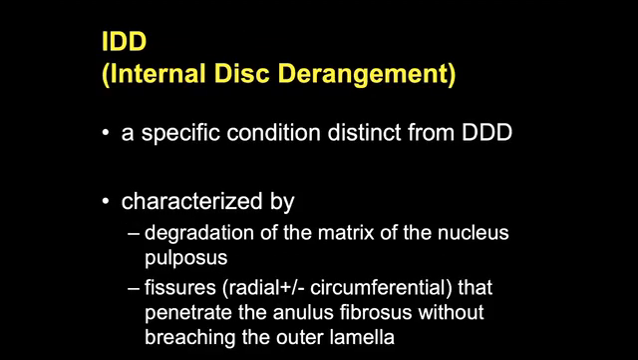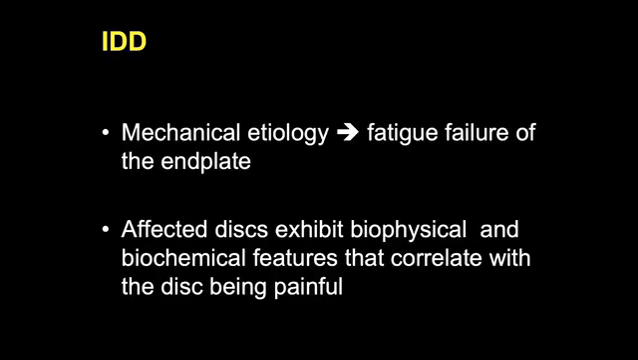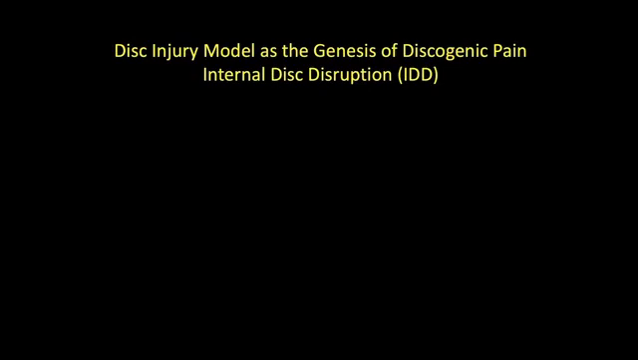So now we're going to switch to this other concept of internal disc derangement, which came about in the 70s. It's a specific condition distinct from degenerative disc disease. It's characterized by degradation of the matrix of the nucleus pulposus. There are fissures that penetrate the annulus fibrosus without breaching the outer lamina. So these contained fissures tend to be the more painful ones. It has a mechanical etiology implicated from fatigue fracture of the end plate. And the affected discs exhibit specific biophysical and biochemical features that do correlate with the disc being painful on discography.